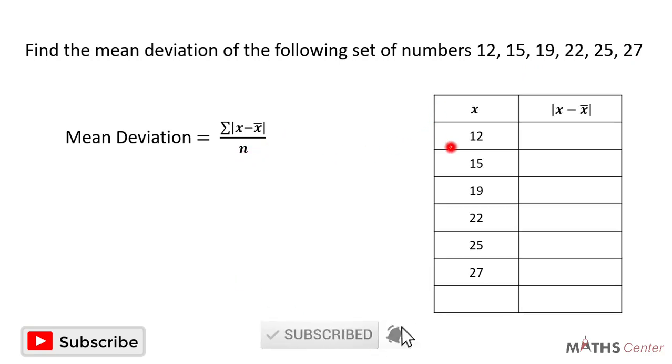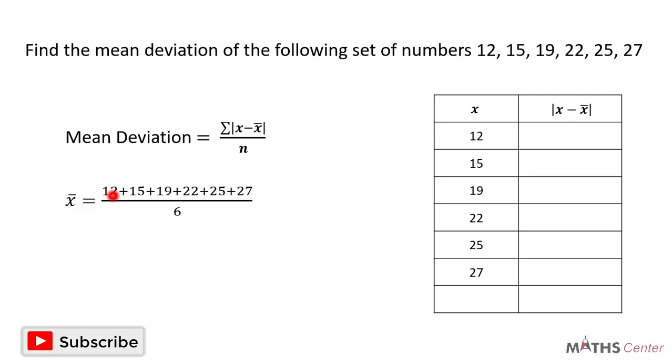So I'll have my 2-column table with the x values in the first one, and in the second one, I'll have my absolute value of x minus the mean of x. To get that, I'll first have to find x minus the mean of x, and so I will need the mean of x. The mean of x is equal to 12 plus 15 plus 19 plus 22 plus 25 plus 27 divided by 6. And this will give us 20. So the mean of x is 20.